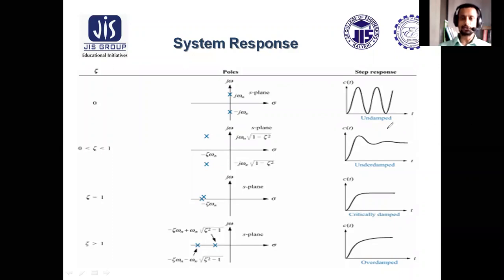This is showing an undamped system having sustained oscillation. This is an underdamped system, where the oscillation is damped out with time. This is a critically damped system, and this is an overdamped system. So all these are step responses of different second order systems. One is an undamped system, another underdamped, then critically damped, and overdamped.